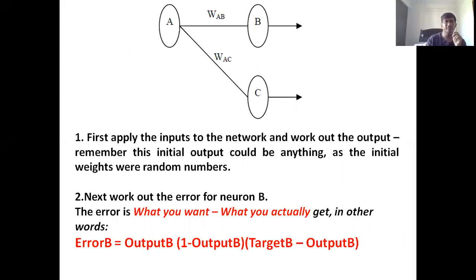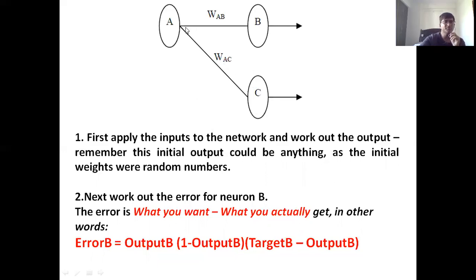Let us understand a simple portion of a network, where we have considered a neuron A, which is connected with, suppose, neuron B, and A is also connected with neuron C, right? And the corresponding weights are also given. So this is not a full network. This is just a part of a network. We just want to understand first how the errors are calculated, right?